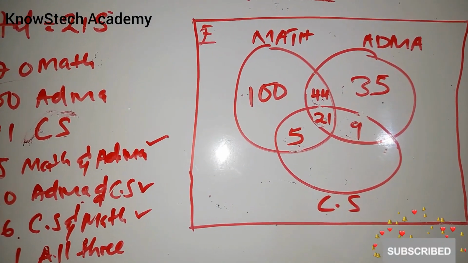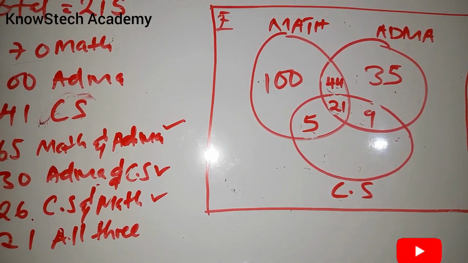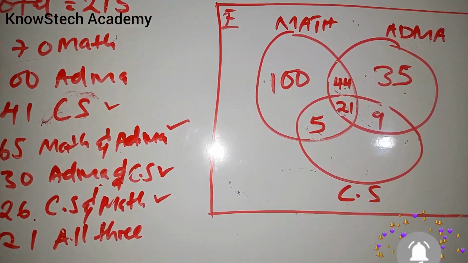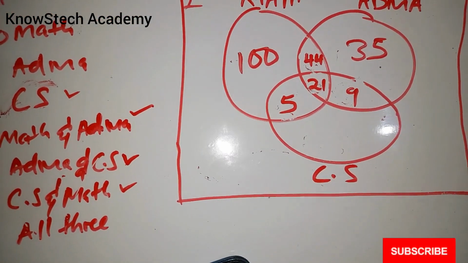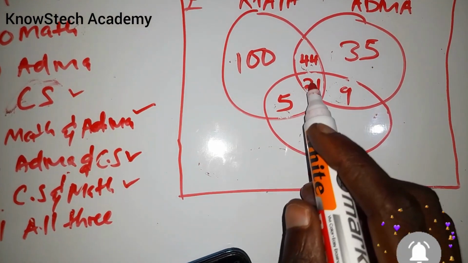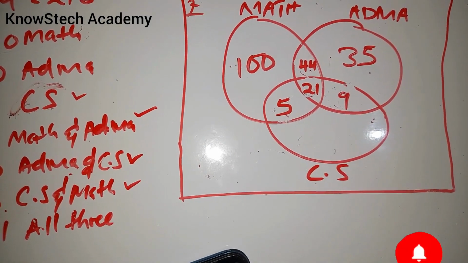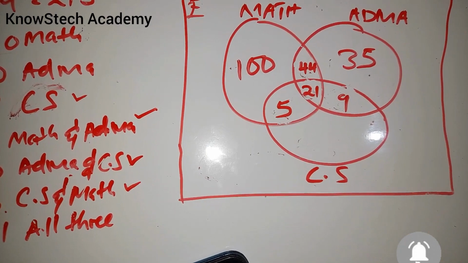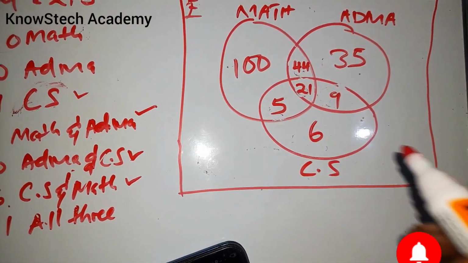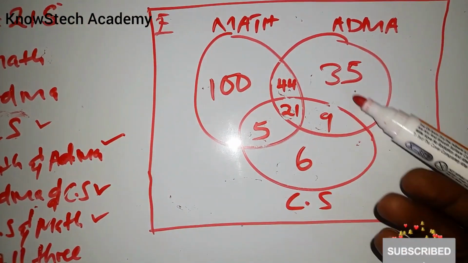Okay, 35. Then we have those who taught computer science were 41. So we're going to write 41 minus 5, 21, 9. 41 minus 21 minus 9 minus 5, which is just 6. Okay, so we are done illustrating in party 3, the third party.